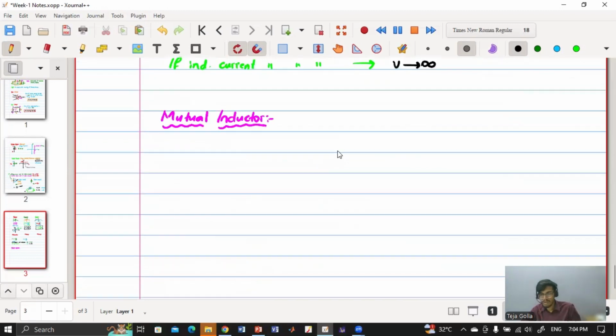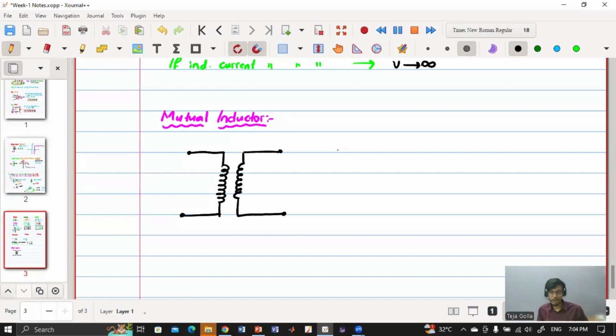Now we'll go back to mutual inductors. We'll quickly go through this before we go into the problem solving session. Mutual inductor means we have two inductors that are mutually coupled. The flux produced by the current in coil 1 will also produce current in coil 2, and similarly the flux produced by the current in coil 2 will also produce some current in coil 1. So some flux is common to both coils, and the current in one coil affects the current in the other. So they are mutually coupled.